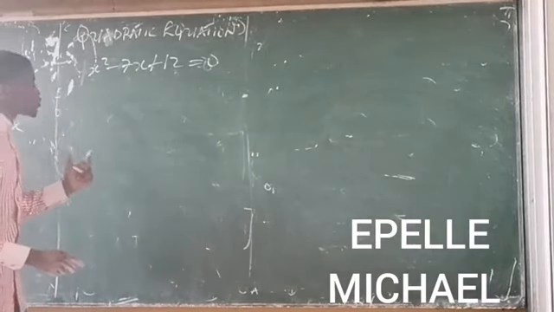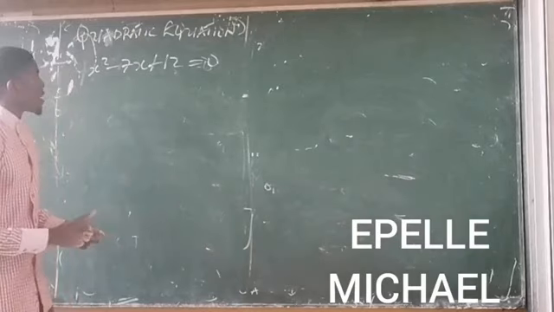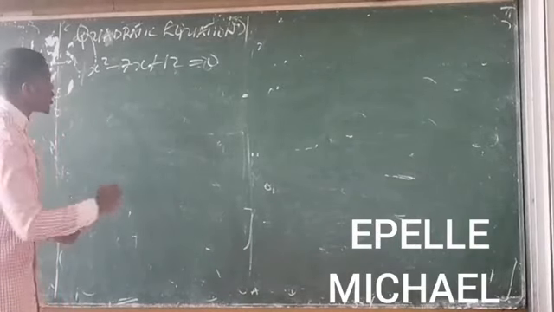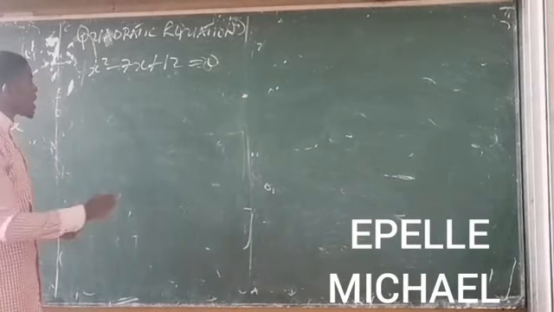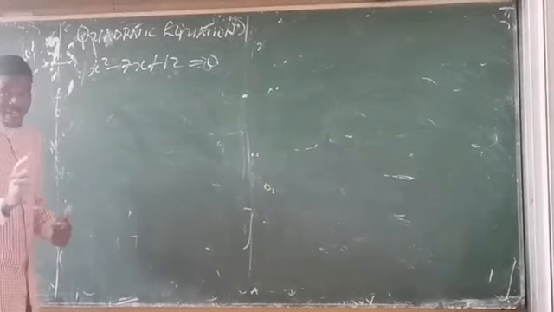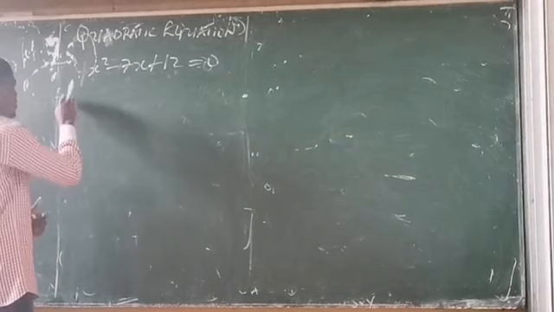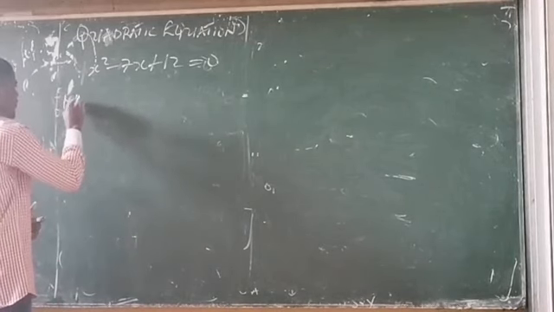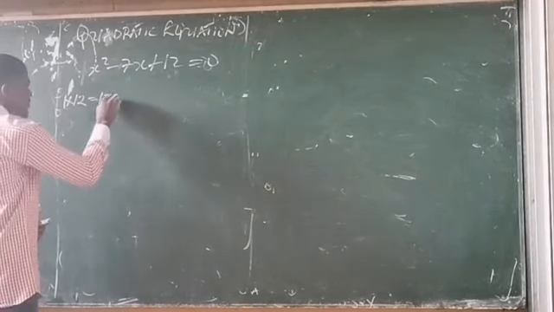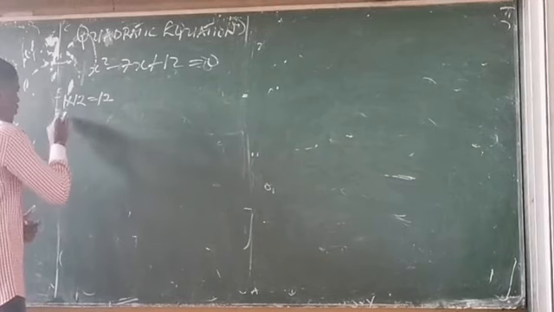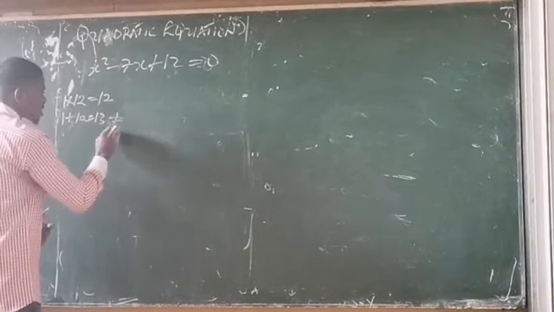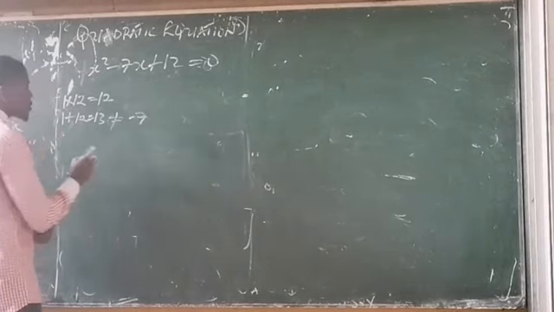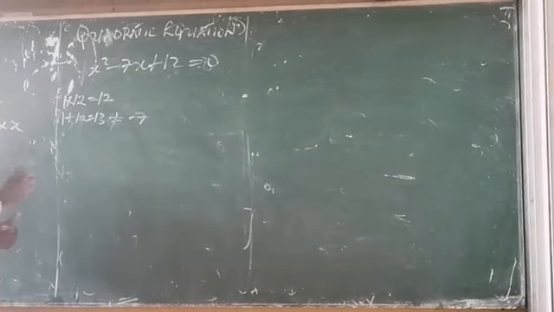So you look for two numbers such that when you multiply these two numbers, you have 12, and when you add these two numbers, you have minus 7. So let's try it and see. First of all, I know that 1 times 12 is equal to 12. But 1 plus 12 is actually 13 and not equal to minus 7. So we can't use this.